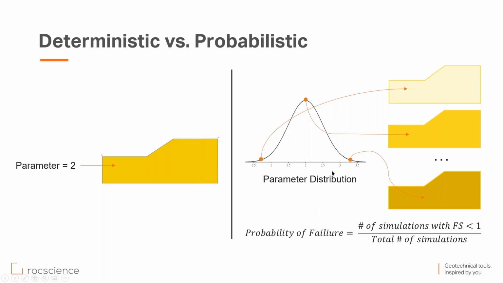And then when we have a couple of simulations, for each simulation, we pick one value from the distribution curve of the input parameter. And at the end, we calculate factor of safety for each simulation. And at the end, we count the number of simulations with factor of safety of less than 1 divided by the total number of simulations. And that's going to be our probability of failure. So instead of considering only one case, we consider thousands of cases to make sure that we covered everything.